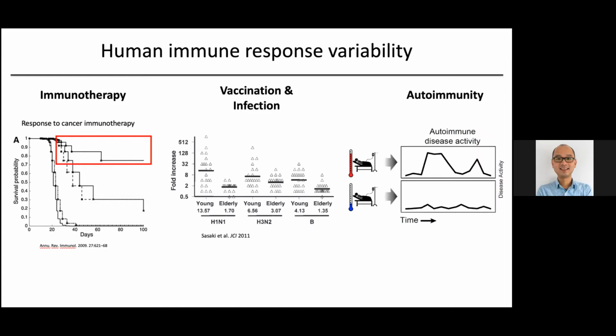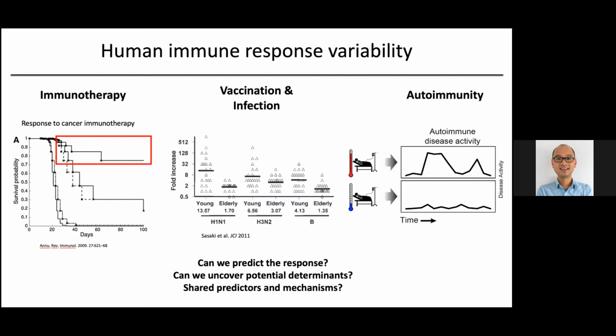And if you look at autoimmunity, let's take an example like lupus. If you look at different lupus patients, they go through these periods of clinical quiescence, so they look like very healthy, normal people, but they can also flare up with disease activity, with inflammatory activities. And these can be highly variable from patient to patient. So the question we're really interested in answering is whether such immune response outcomes can be predicted, and if so, what those predictive parameters are, and can we start to point out what the determinants are and start dissecting potential mechanisms, and also whether there are shared predictors and mechanisms across different types of immune responses.